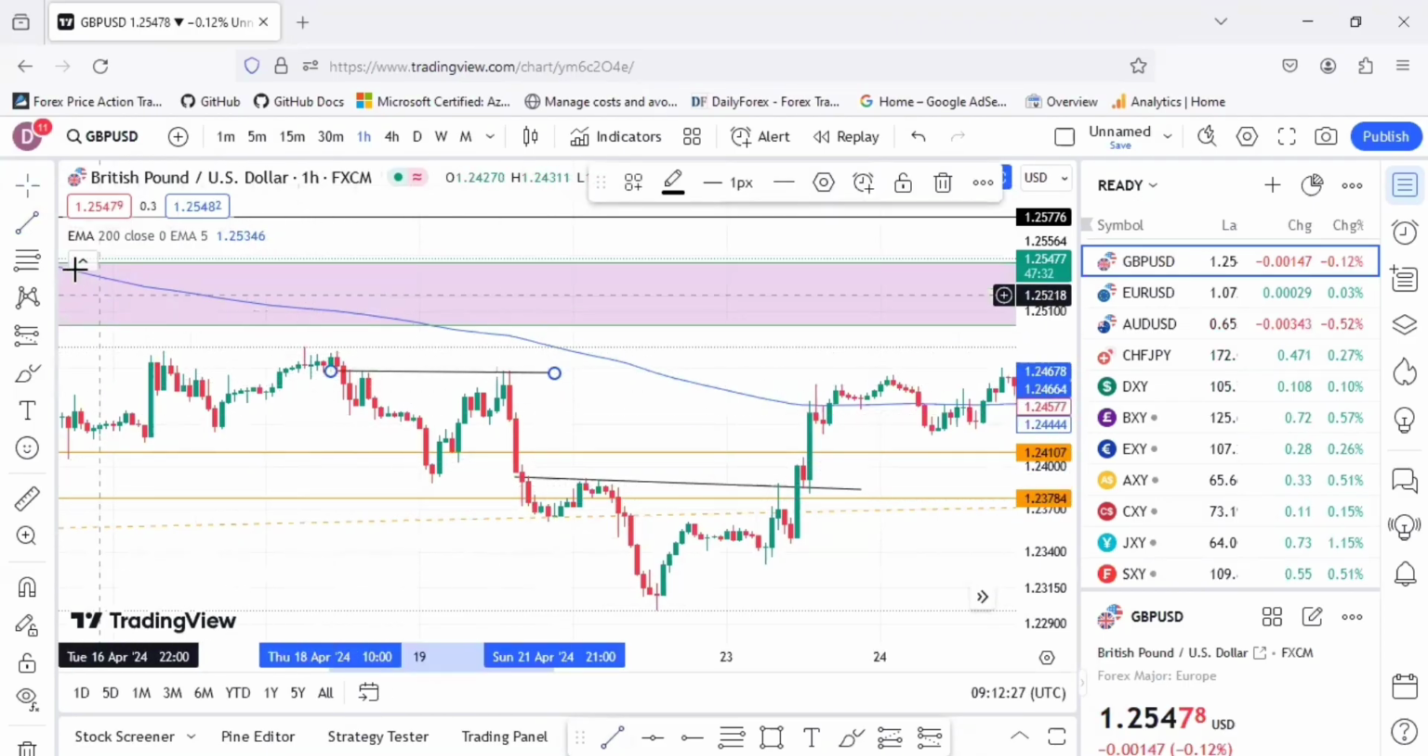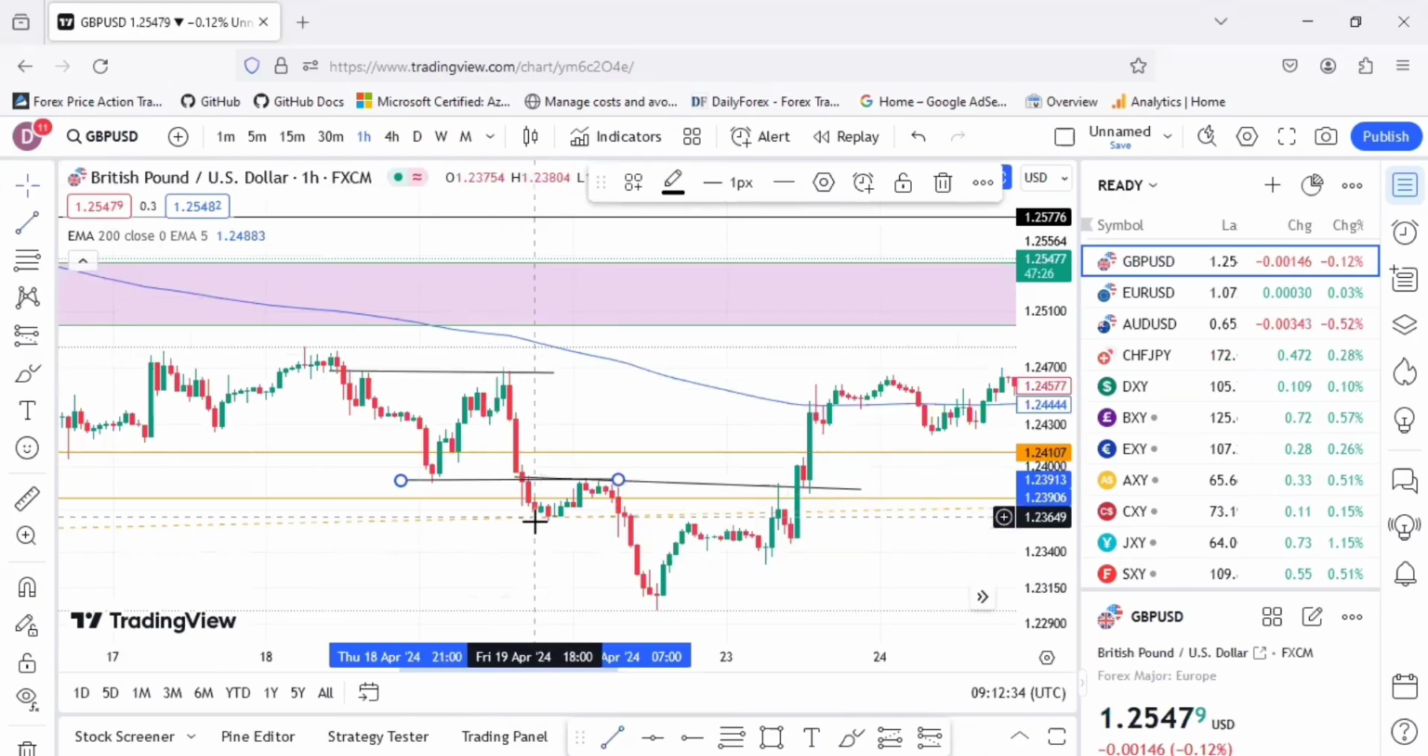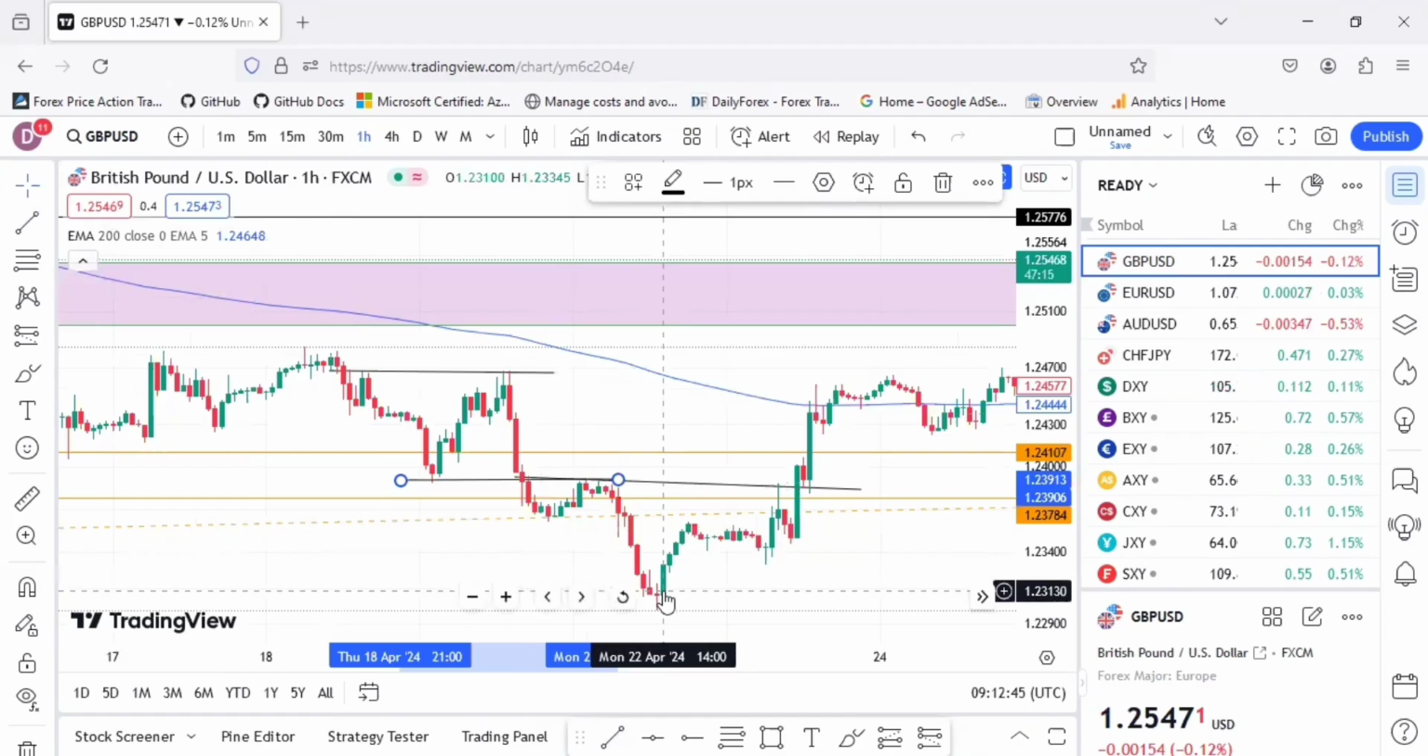Double top, neckline break, and it retested. What did you see? A sell. So when you see this formation, double top, neckline break, retest, then you see a drop.